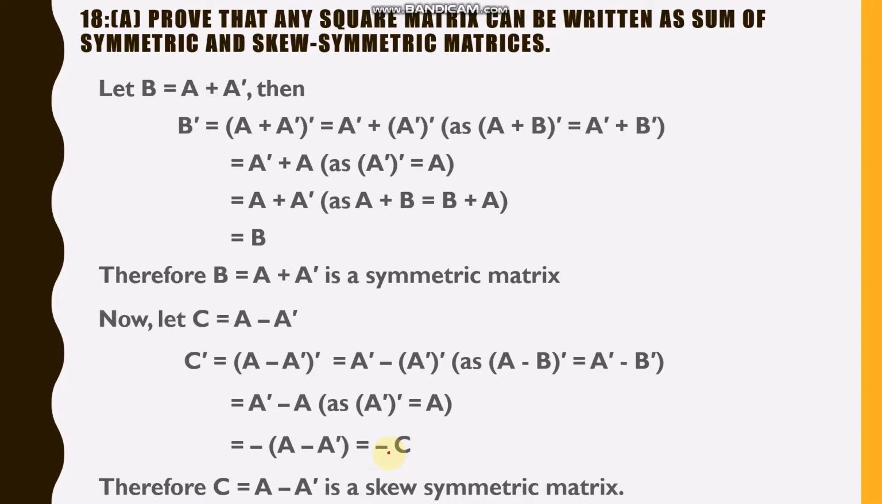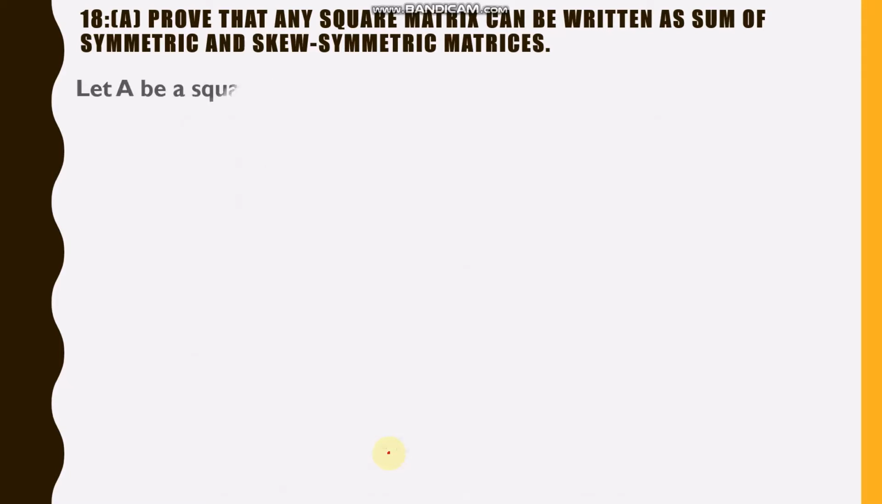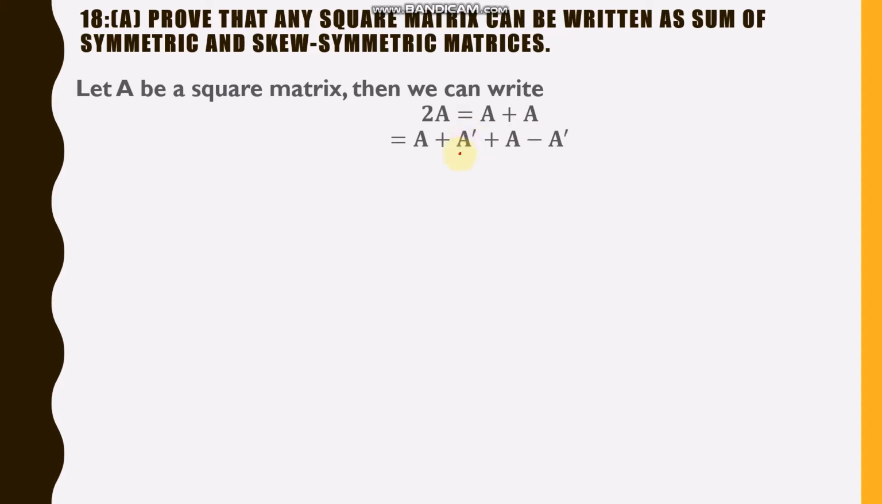Now the matrix A can be written like this. 2A can be written as A plus A. Now we will add A transpose and we will subtract A transpose. So this will become 2A equal to A plus A transpose plus A minus A transpose. Now divide throughout the equation by 2. So it is A plus A transpose plus A minus A transpose, divided by 2.